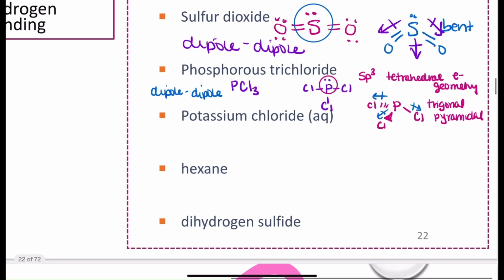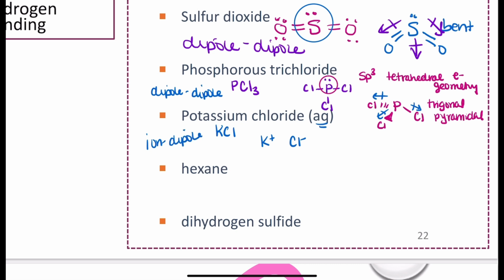If I look at potassium chloride, again, potassium chloride, KCl, but it does say aqueous. When I put this into water, I get K plus and Cl minus. So K plus Cl minus are ions in solution. This is ion dipole.